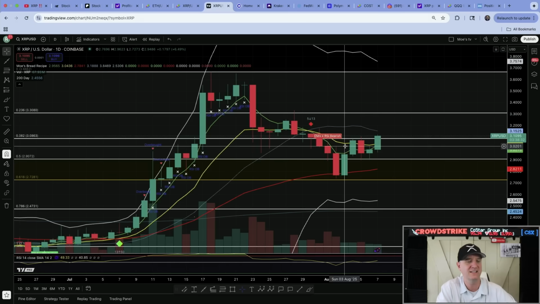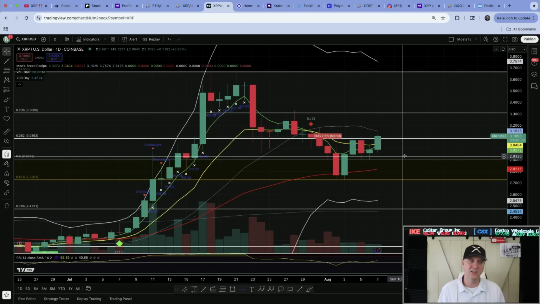So let's get into the XRP. Look what we're doing today. Find out where we're going to go from here moving forward. In terms of these charts, what are you seeing, Mo? Is it looking good? Is it not looking good?